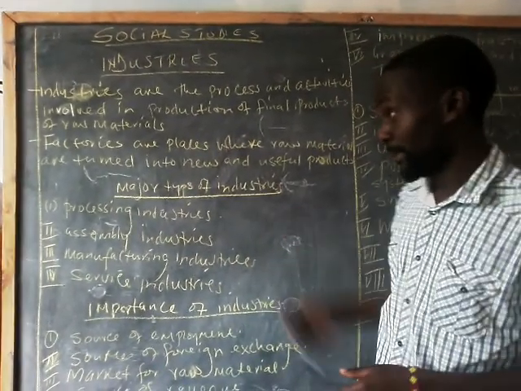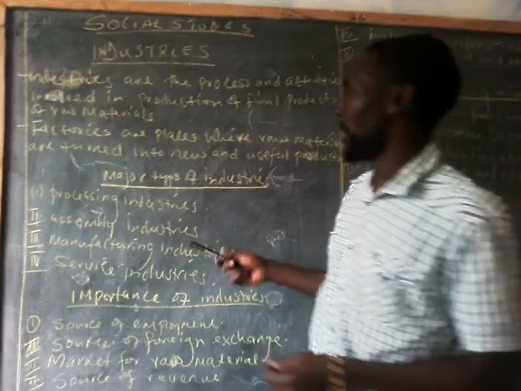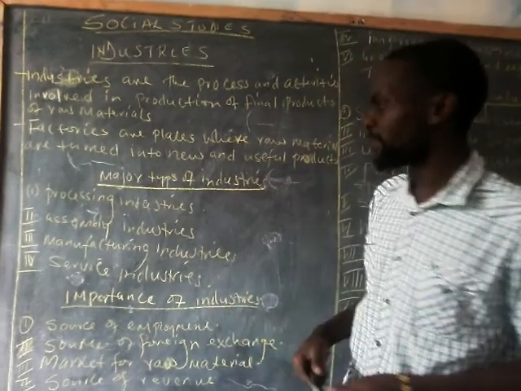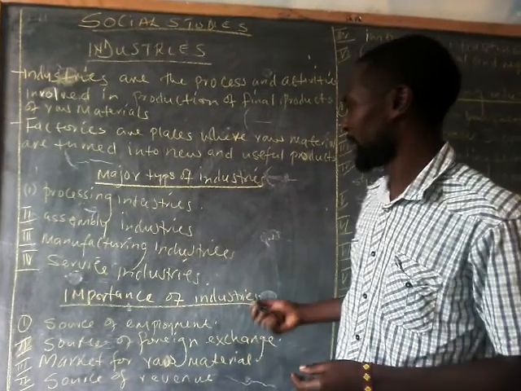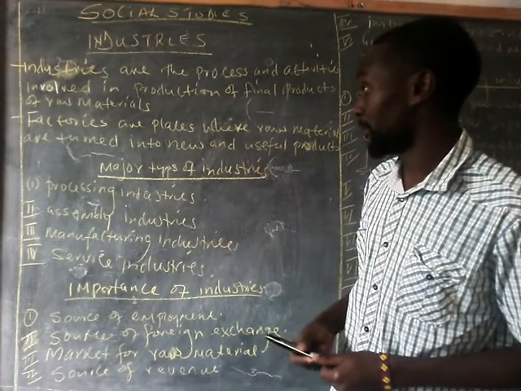So we have examples of the major types of industries. The major types of industries are the processing industries, assembly industries, manufacturing industries, and service industries. So these are the four major types of industries.